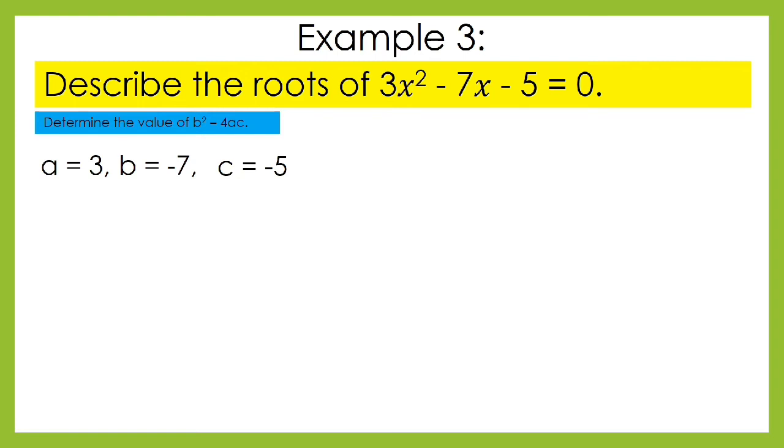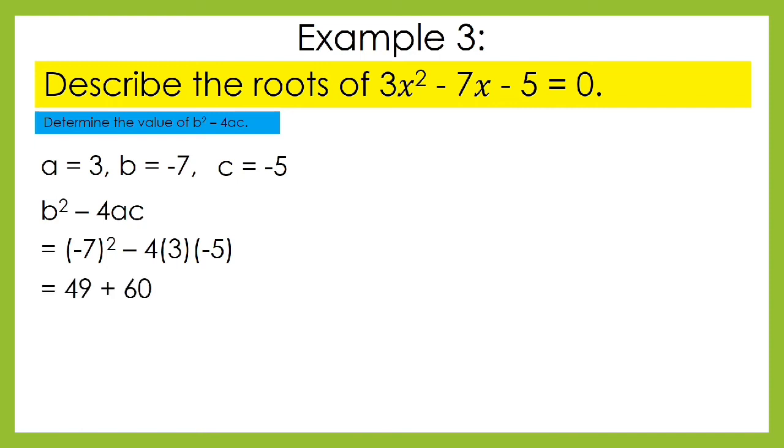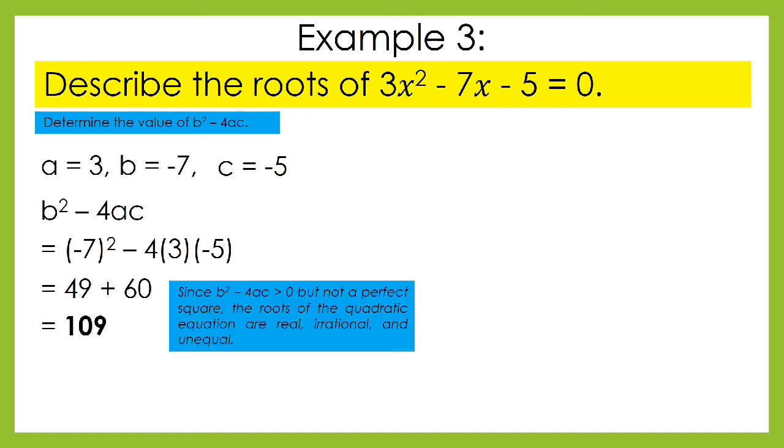And then, we substitute the values of a, b, and c to b squared minus 4ac. Our b is negative 7. So we have negative 7 squared. Minus 4 times a. Our a is 3. Times c. Our c is negative 5. We have negative 5. The square of negative 7 is 49. Negative 4 times 3 times negative 5 is equal to positive 60. 49 plus 60 equals 109. 109 is greater than 0 but not a perfect square.